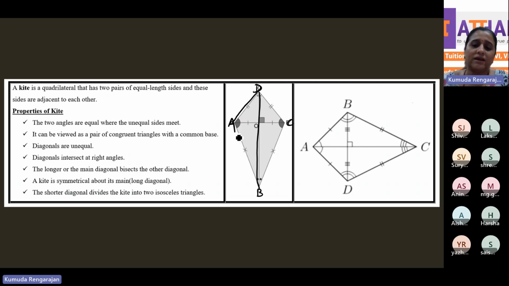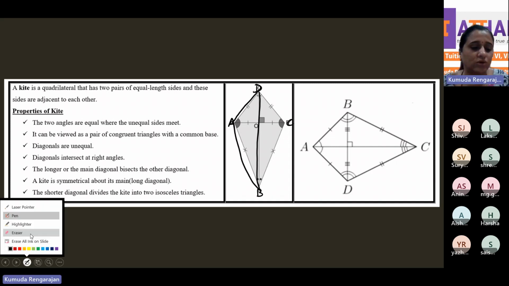The two triangles are, let me make it more neatly. One second.